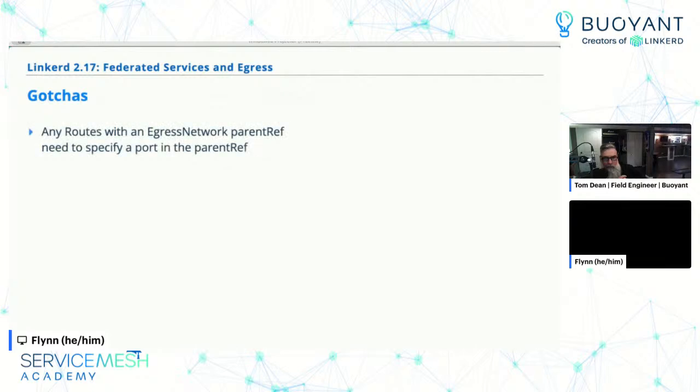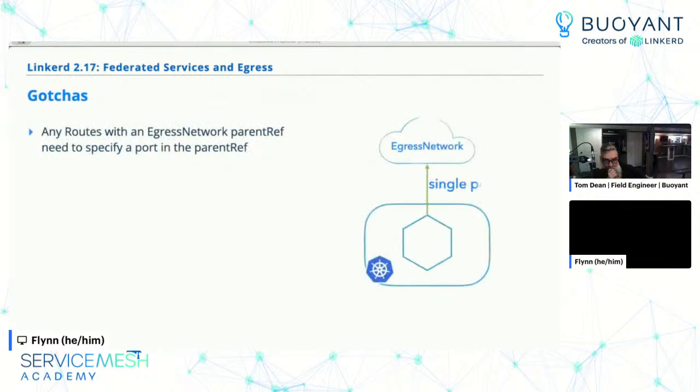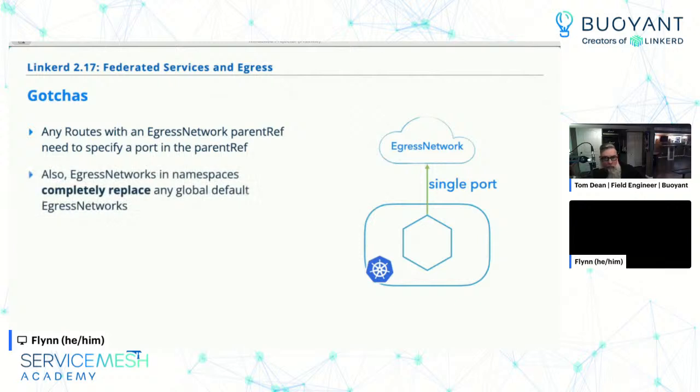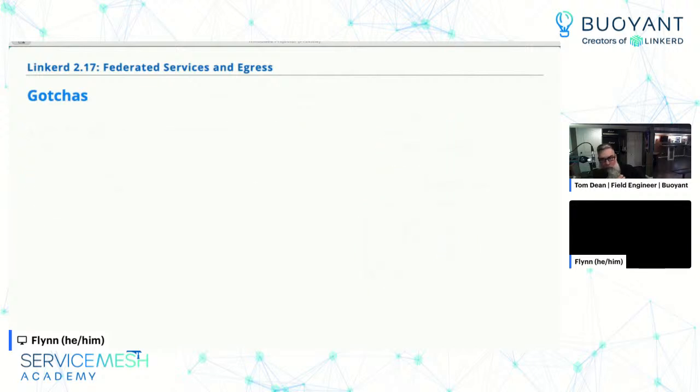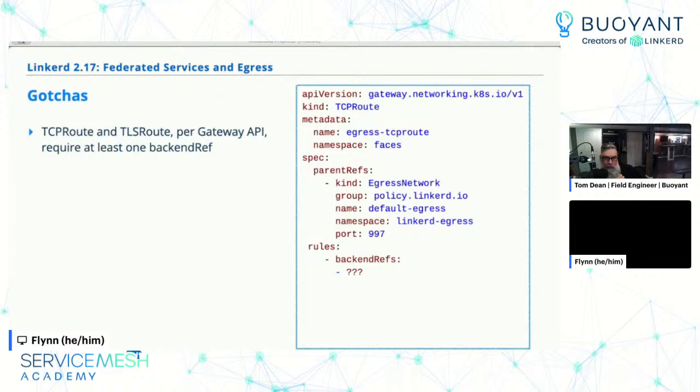Next up, if you have a route with an egress network, you have to give it a port. You cannot say, hey, any traffic on any port that happens to match this host name or whatever. You must give it a port in that route. Also, if you take advantage of the fact that egress networks are namespaced and you put an egress network in a namespace, it will completely replace any global default egress networks. They don't compose. The ones in the namespace just override the default namespace. Much easier to reason about, but arguably not necessarily something that's going to come immediately to mind.